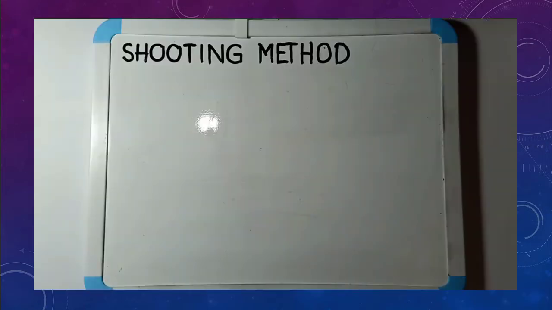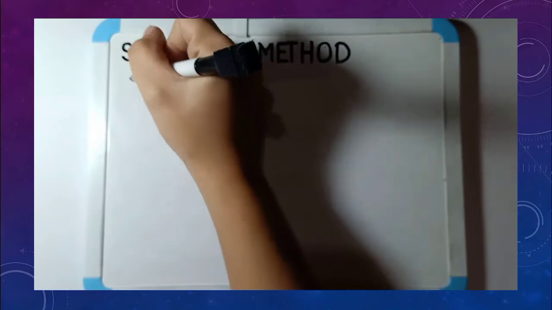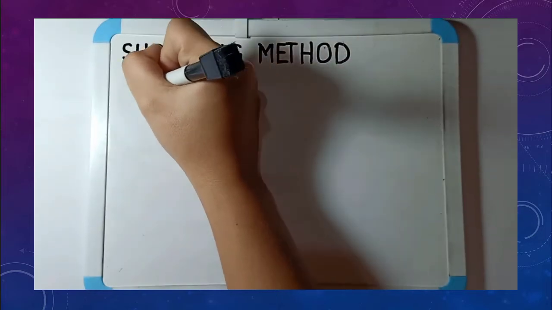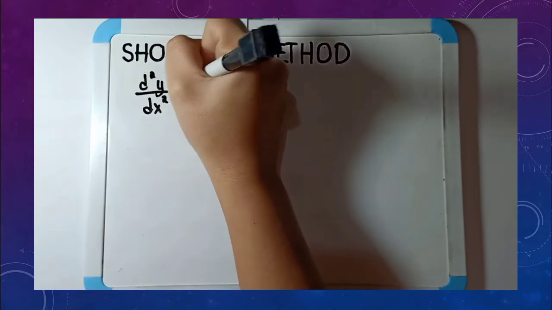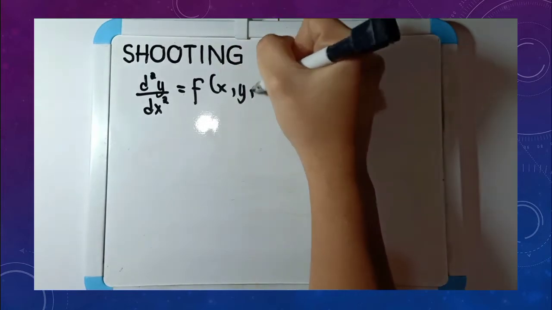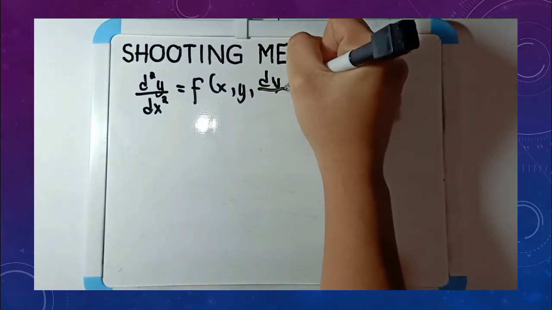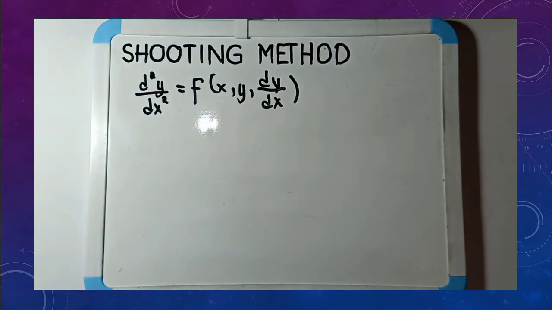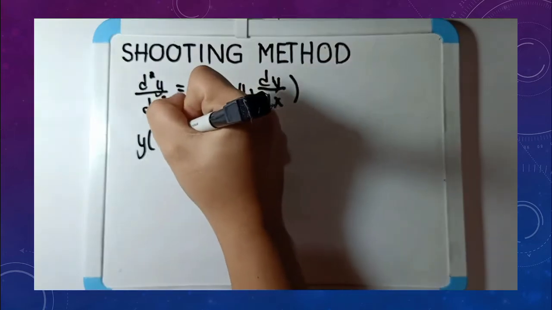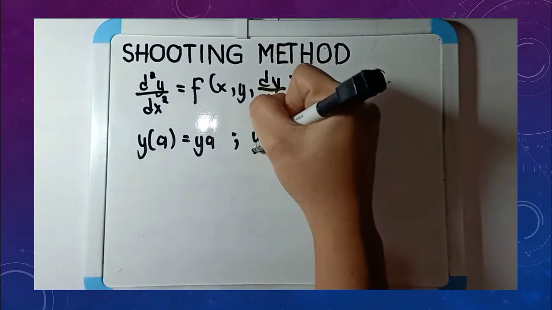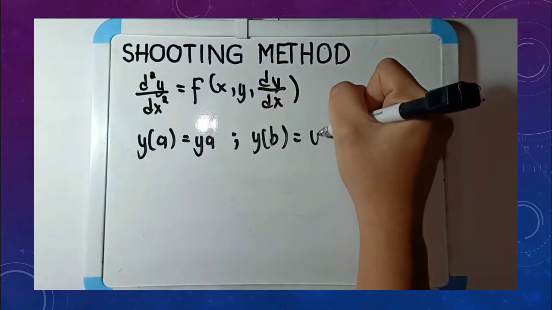Now, let's suppose we have a differential equation like this. So d squared y over dx squared is equal to a function of x, y, dy over dx. And here we are given a condition at y(a) equal to y sub a, and at y(b) equal to y sub b.